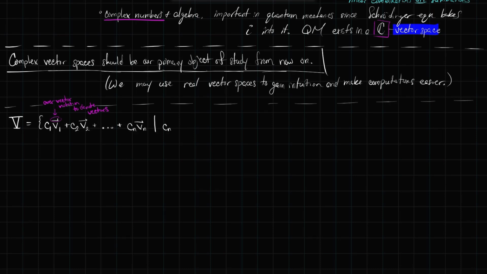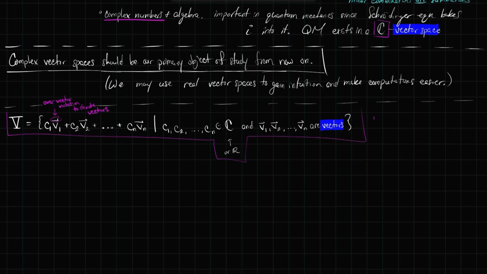where each c1, c2, cn, and now let's give ourselves a complex vector space, this could be R as well, either one, and v1, v2, vn are vectors. And we recall that a vector is any object that can be scaled and added together. So as long as we have some notion of scaling and adding together, this is a vector space, and in fact, this is the definition of a finite dimensional vector space.